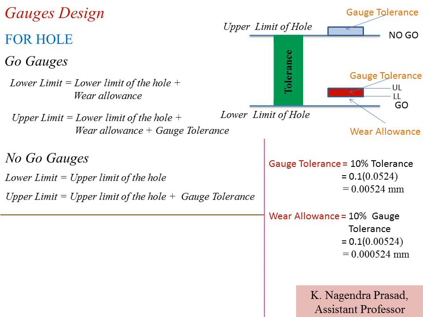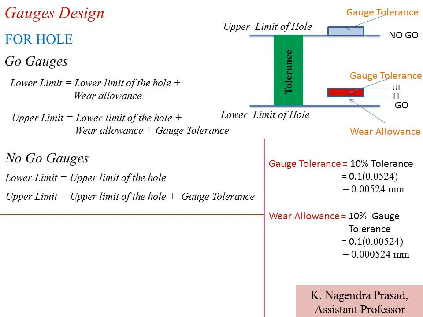Then first we have to calculate the gauge tolerance and the wear allowance for the workshop gauges. In the problem it is indicated that these are workshop type gauges. Generally for workshop gauges, the gauge tolerance is equal to 10% of the working tolerance, and the wear allowance is equal to 10% of the gauge tolerance.